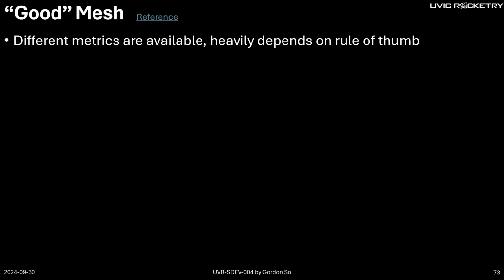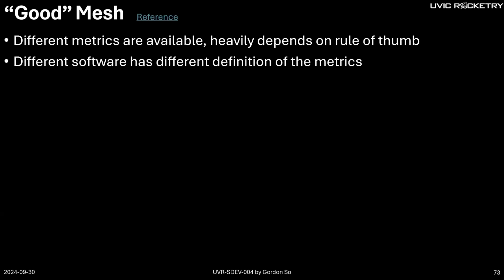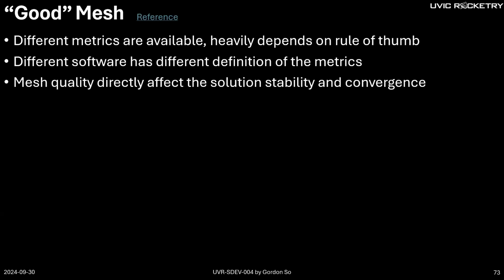But before that, what is a good mesh? To quantify what a good mesh is, there are different metrics that you can look at, but it heavily depends on rules of thumb, to be honest. It's just looking at a guide that recommends a certain quality, or maybe you read a certain paper that says this quality is the best because of certain things. Different software, different definitions. How ANSYS calculates it may differ from OpenFOAM, so make sure you know how your software defines it. And again, mesh quality affects the stability, convergence, and accuracy.